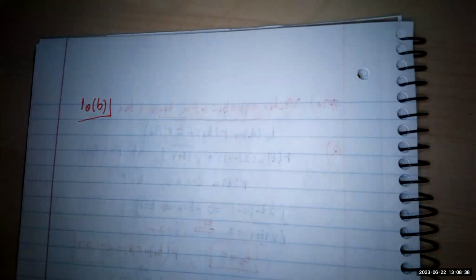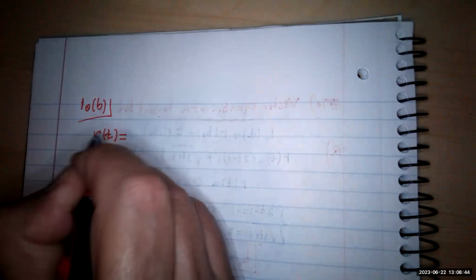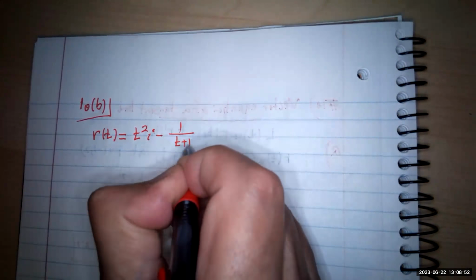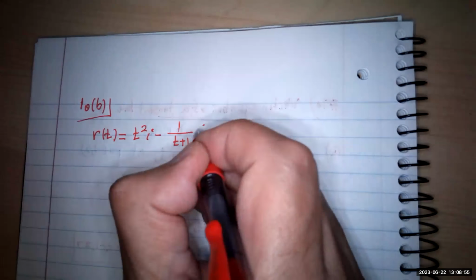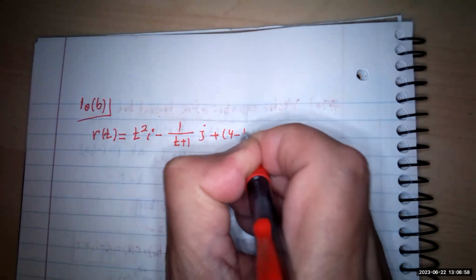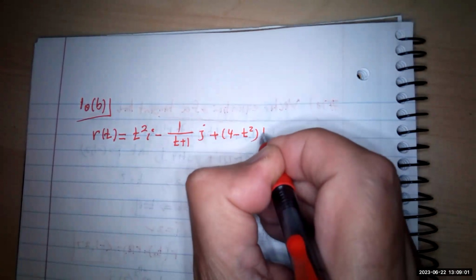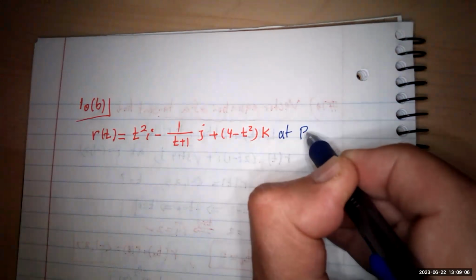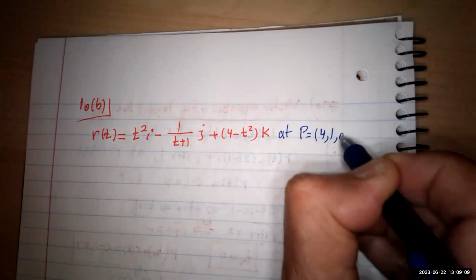So let's do part B quickly so that we keep them for future. That would be 10B. Your function is going to be in three dimensions. Okay, so r of t is t squared i minus 1 over (t + 1) j plus (4 minus t squared) k. And you want to do it at the point P equal to (4, 1, 0).